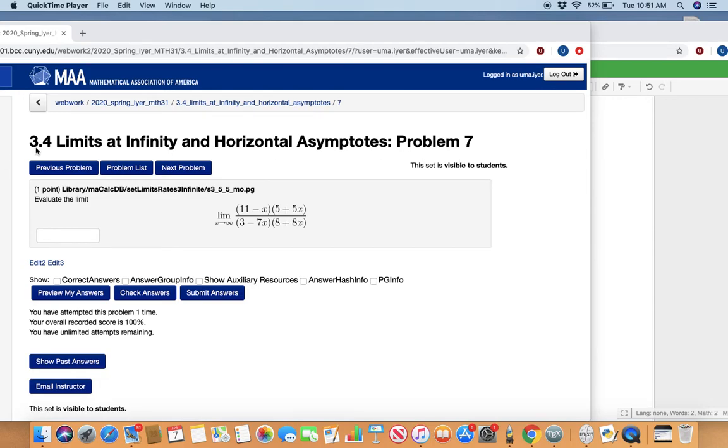Problem 7, section 3-4. Evaluate the limit as x approaches infinity, factor. So what does this mean? You see, the numerator is actually one polynomial which has been factored. The denominator also is one polynomial which has been factored.